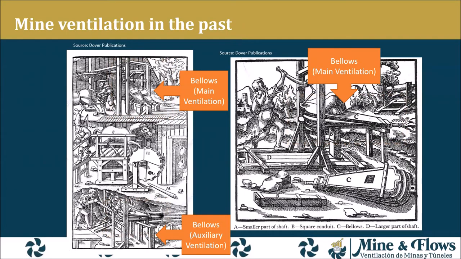Mine ventilation has always been part of underground operations. Since the early days, it has accompanied the mining process, allowing safe working conditions. As we see in the left image, there is an old mine ventilation system with a main and auxiliary system actuated by bellows, similar to a blower. In the right picture, we can see the mechanism of how these bellows extract the polluted air like an exhaust fan in the present.